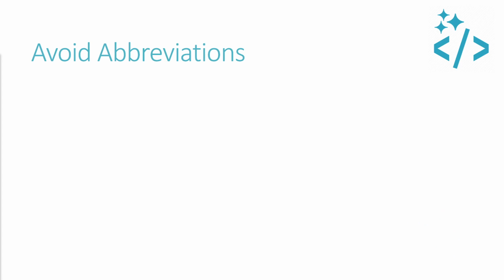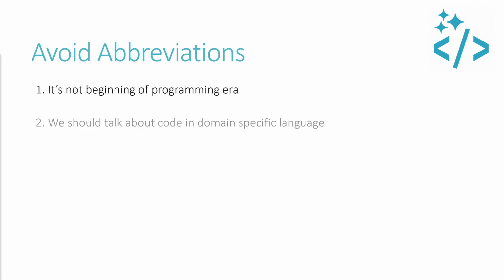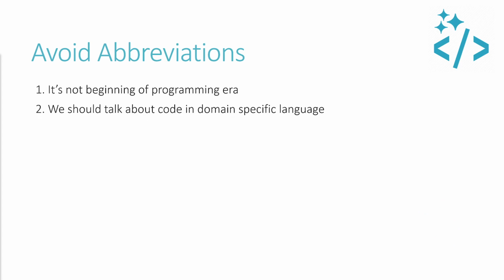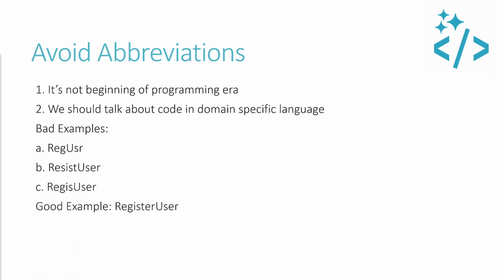We should also avoid abbreviations because storage space and RAM usage are not a problem anymore. And we should talk about code in a domain-specific language which can be understood by each stakeholder. Here are some bad examples of naming classes: reg user, resist user, regis user. We should basically spell out the whole name. So this is much more clear and understandable by anyone.